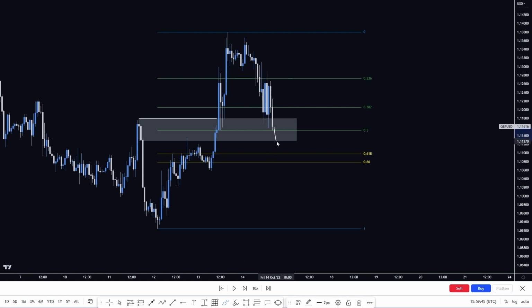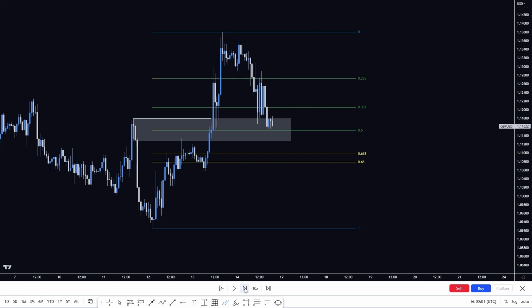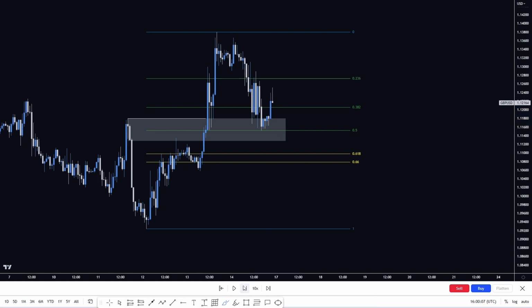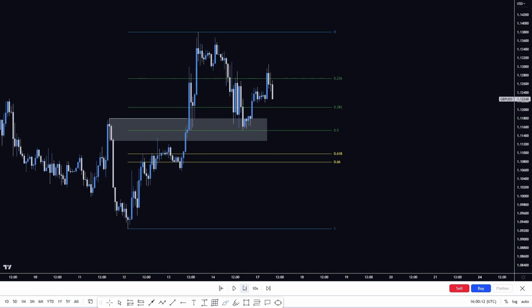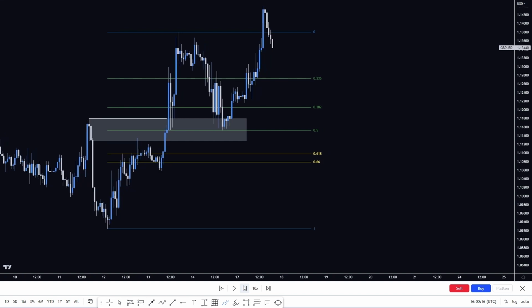So of course price may wick lower, it might even close below it, and if it does, then I can't really use this as a really good area of confluence anymore, and I might have to wait for, say, the golden pocket. However, let's just see the type of candles that we get from here. So straight away we get a small up candle, we get some consolidating candles in here, and then we start to see a move back to the upside.